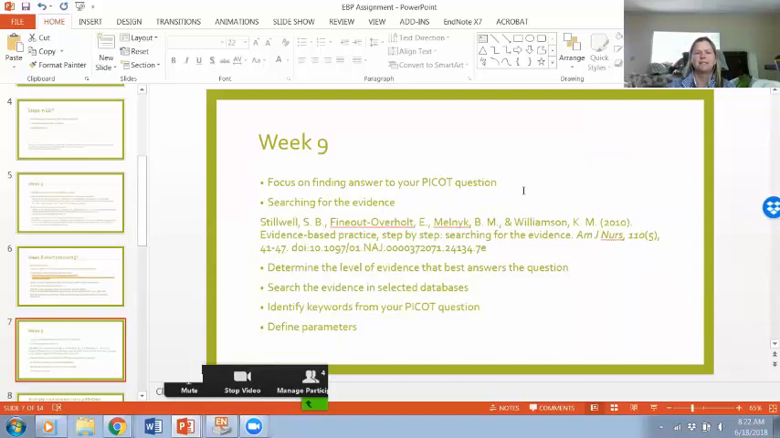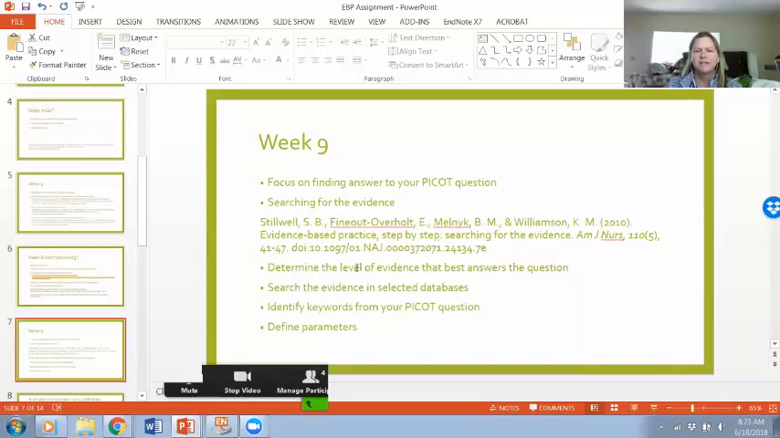Some of the key readings for this would be one of those articles from Arizona State, the step-by-step searching for the evidence. I really like how this article goes in and tells you how to find keywords, what databases you can be looking at, and what inclusion and exclusion criteria or parameters to use. So this could be a great one just to help you through the process.